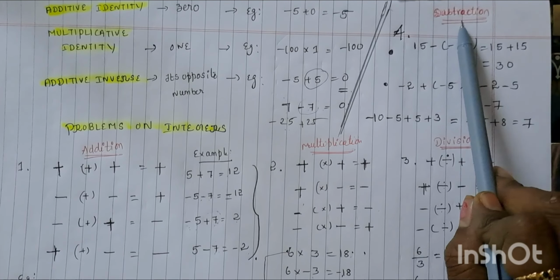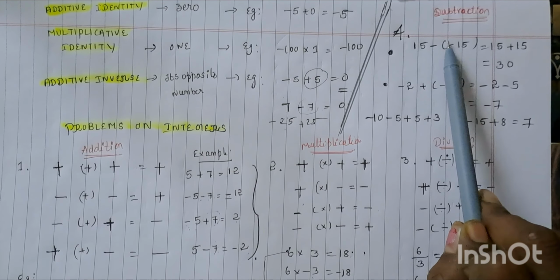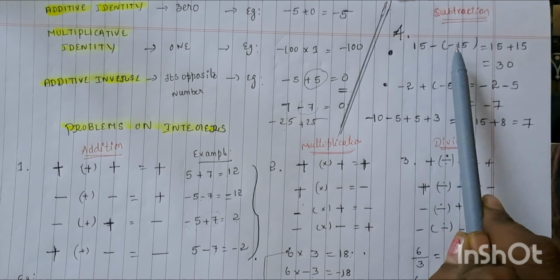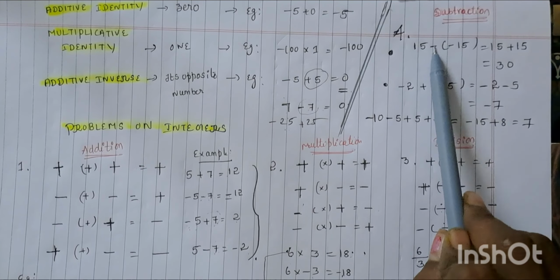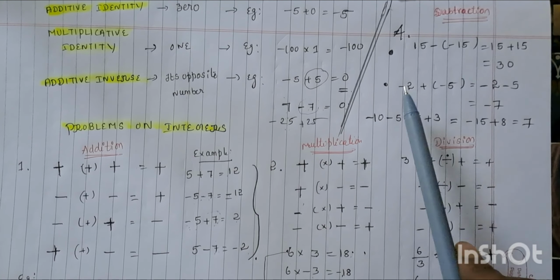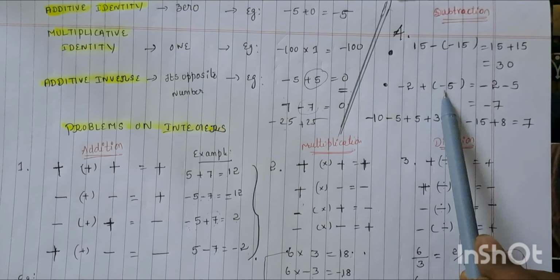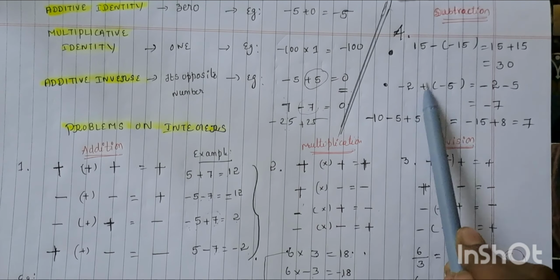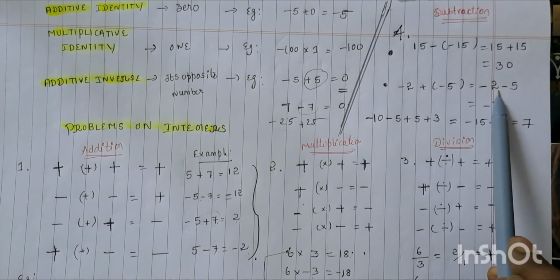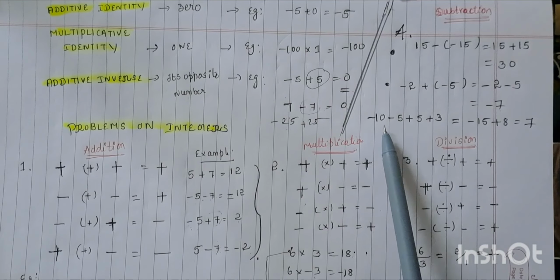In subtraction, you can see 15 minus of minus 15. Whenever a bracket is given, first you have to remove the bracket. How to remove it? Multiply the outer sign and the inner sign and simplify. So minus into minus is plus, so 15 plus 15 is 30. Next, minus 2 plus of, you have to read it as half of minus 5. Whatever number is in the bracket, you should multiply. Plus into minus is minus. So already it is minus 2, and this becomes minus 5 because plus into minus is minus. So minus 7.